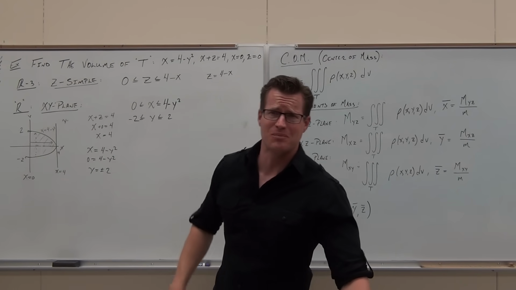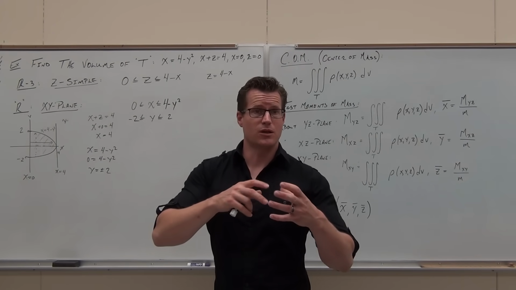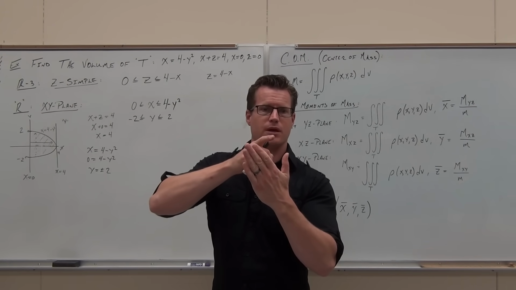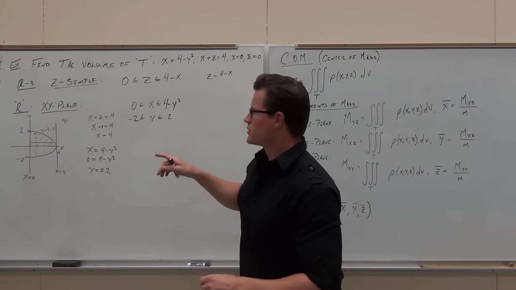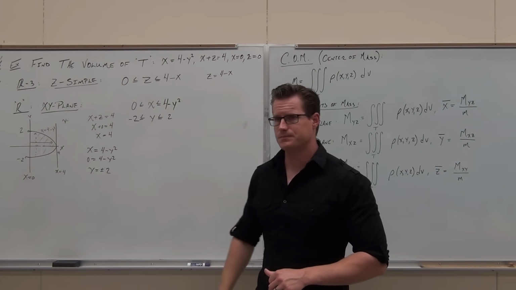That's why they call it Z simple, right? That's not what they call it. But it does make it nice if you can go between 0 and 1 function. That keeps it really nice. Can you do me a favor? Do yourself a favor. I'd like to see a proper setup to find the volume of that region.